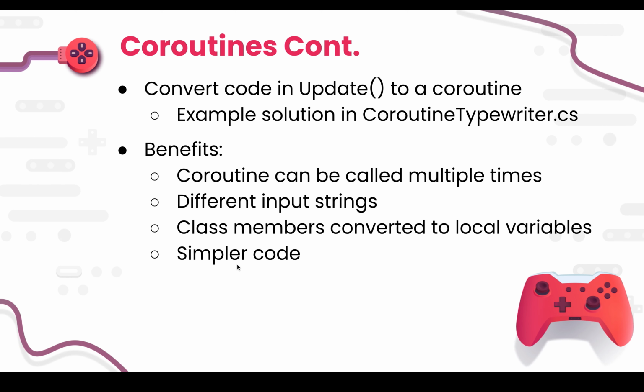Alright, so I've already listed some of these benefits earlier, but here they are again. Coroutines can be called multiple times very easily. We can now use different input strings for our typewriter effect. We've converted several class members into local variables, which makes our class less complicated and reduces namespace pollution. And finally, the code is just simpler and easier to understand.